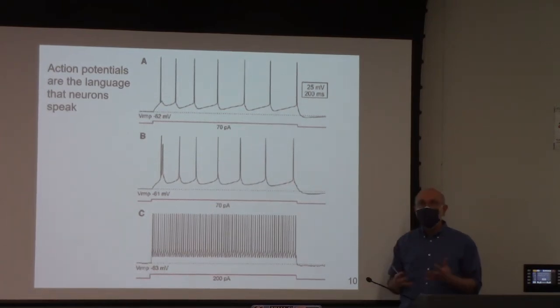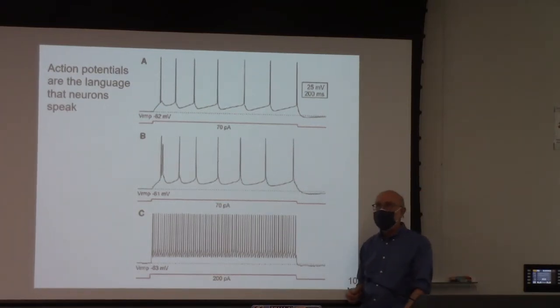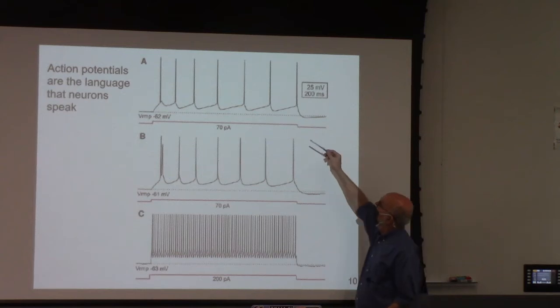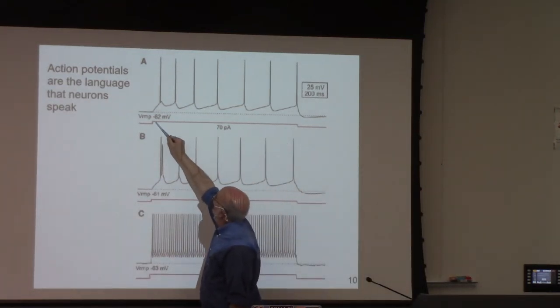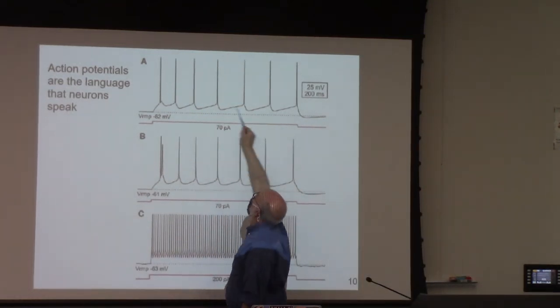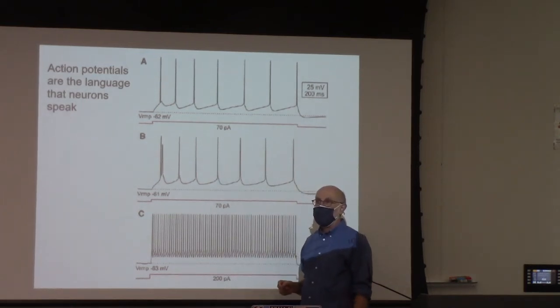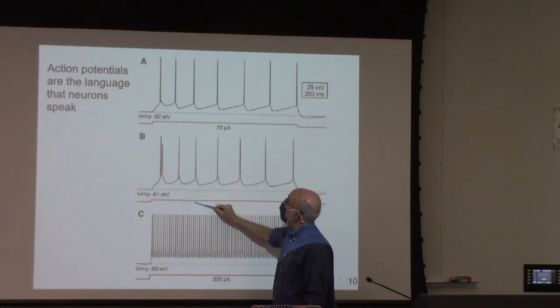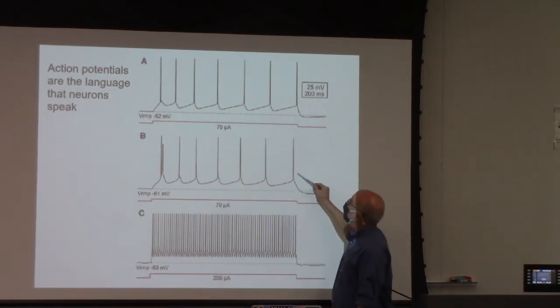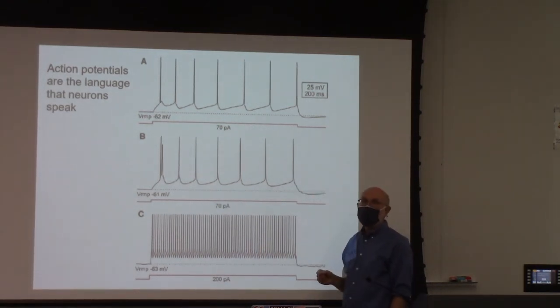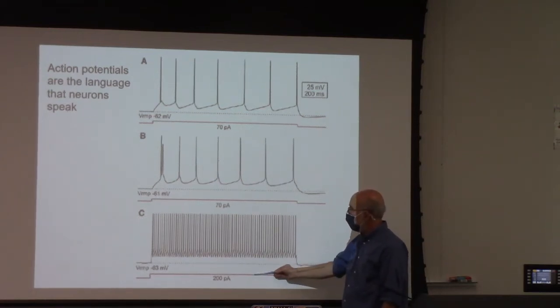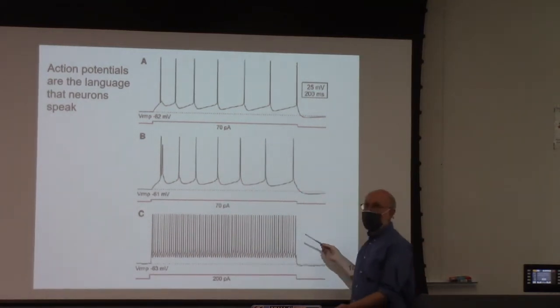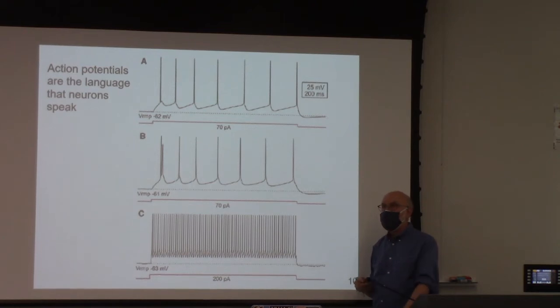Action potentials and synaptic potentials are the way that information is coded in your nervous system. And we're going to see that in the next section of the course. So here's a stimulus that gives this patterning of action potentials. A bigger stimulus gives a different patterning of action potentials. A bigger stimulus still gives a very different frequency of action potentials.